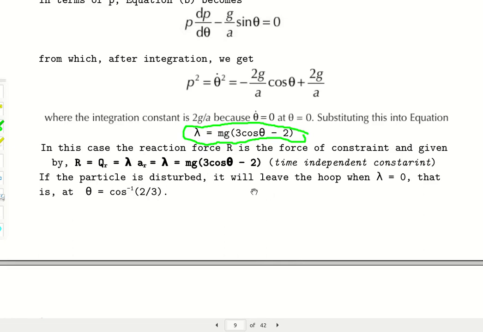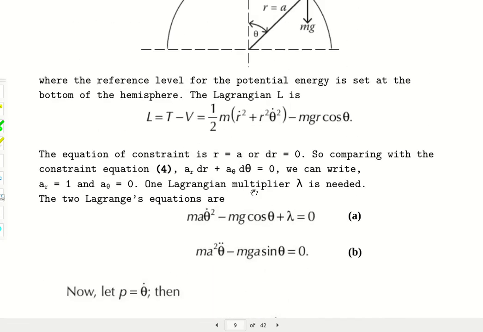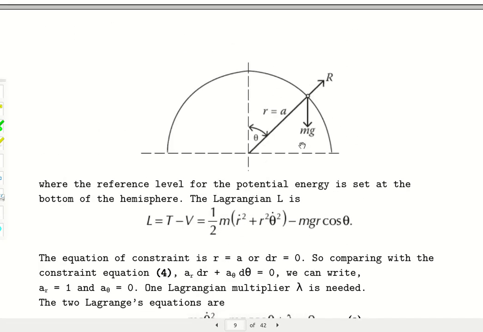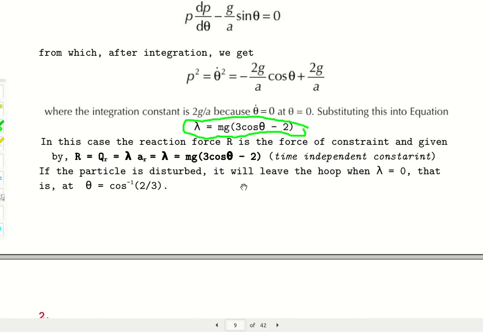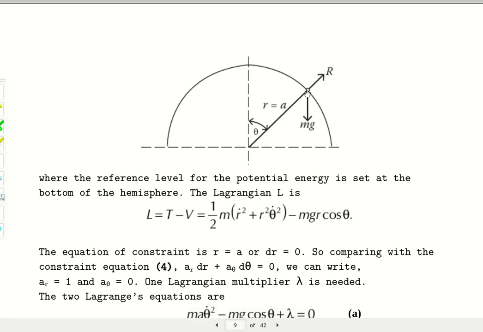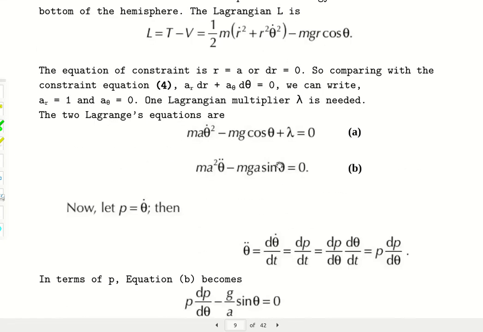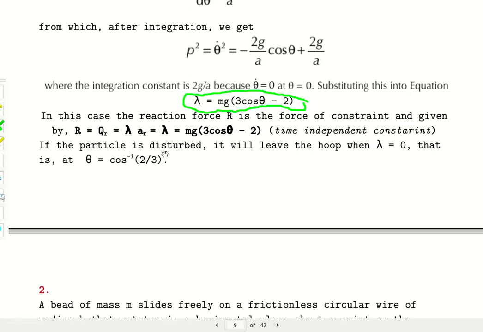That means the force of constraint for the particle moving on the surface of the hemispherical bowl is mg into 3 cos theta minus 2, which is nothing but the reaction on the surface of the hemisphere. So if the particle gets dislodged from the point, say from here, and just leaves the touch of the sphere, then the normal reaction should be 0. If you put the normal reaction equal to 0, it will give you 3 cos theta minus 2 is equal to 0, so theta is equal to cos inverse of 2 by 3.